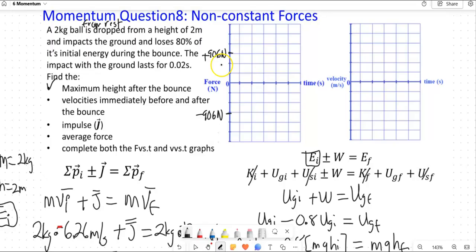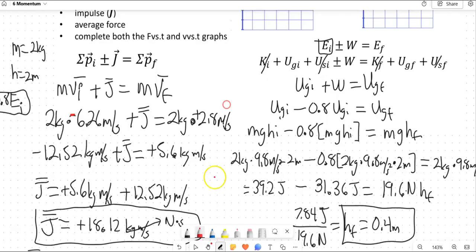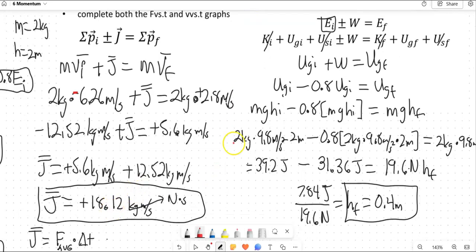But this force is going to be upwards because the ground, if a ball's coming down, it's got to push it upwards to bring it to a stop and then push it upwards again to send it back out. And this is over a period of 0.02 seconds. So this average force, which is a constant force, is going to look like this. Okay. Now the area underneath this, that is going to be the impulse. So 906 times 0.02 is going to be 18.12.